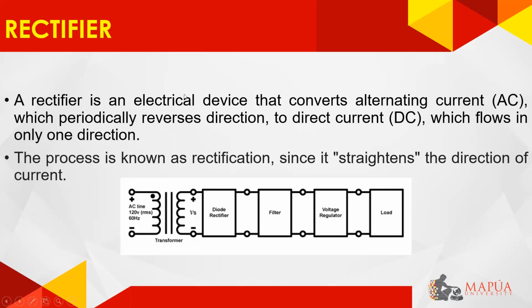Next. So, rectifier. A rectifier is an electrical device that converts alternating current (AC), which periodically reverses direction, to direct current (DC), which flows in only one direction. This process is known as rectification since it straightens the direction of the current. So in our simulation, the type of rectifier is called the bridge type rectifier.